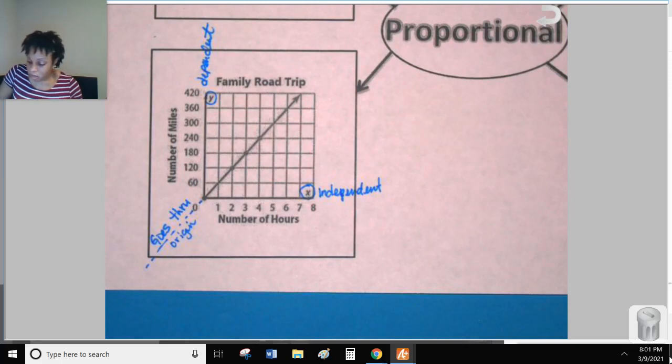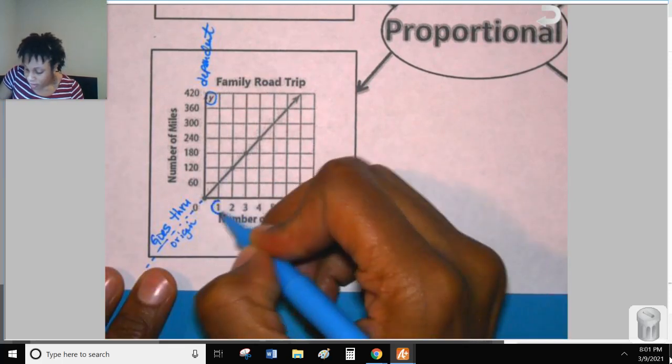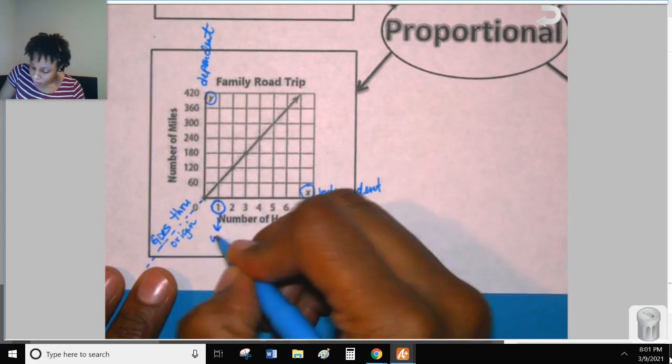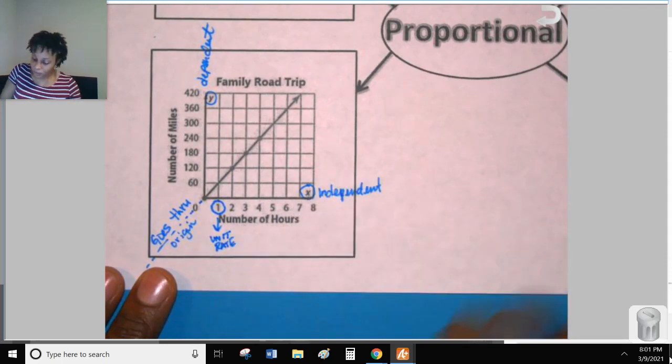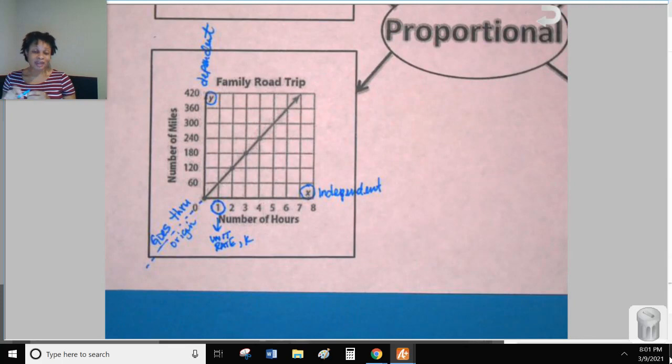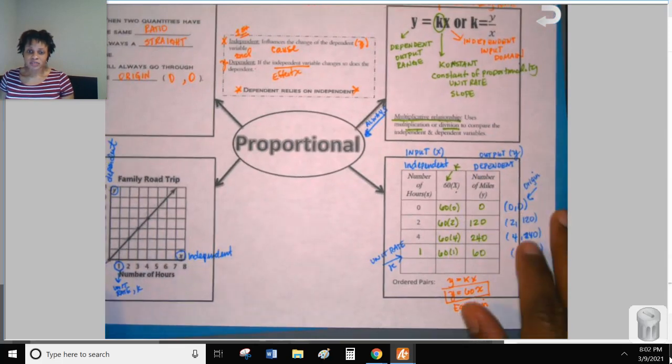Okay? Also, what you can see from this graph is if I'm looking at 1 and 60, like I showed you here, that will show me my unit rate. If I know in 1 hour I went 60 miles, that's my unit rate. That's my k, that's my constant. So we can get a lot of information from our graph, our table, to know if something's proportional.